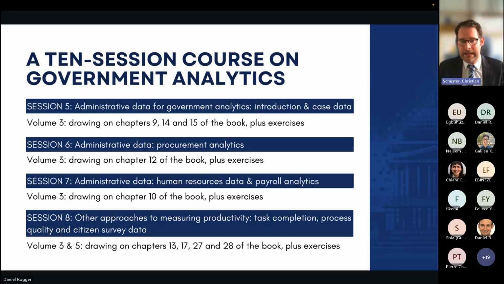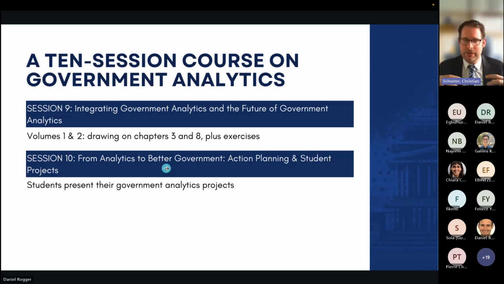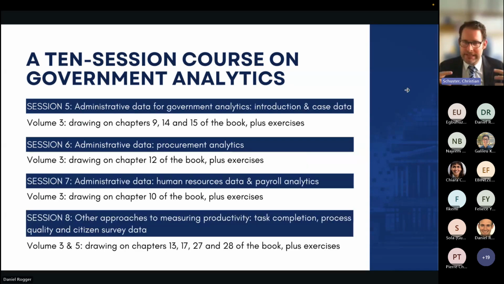And then session 8 is a session that gives students a glimpse of the range of other data sources that are available to measure productivity. You can ask citizens, sometimes you can get measures of process, sometimes you can get measures of task completion. Particularly the first two is not something that all governments have, but it's something that all governments could potentially collect, and it's something that can complement the other data sources. And then the course concludes with 2 final sessions.